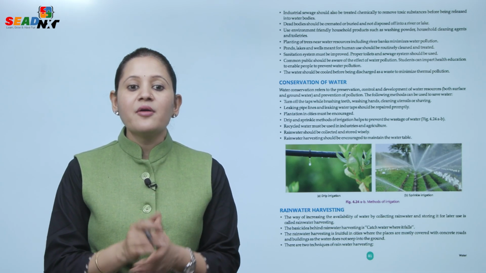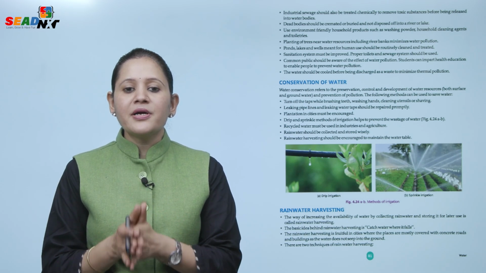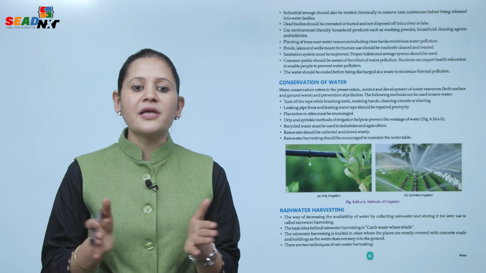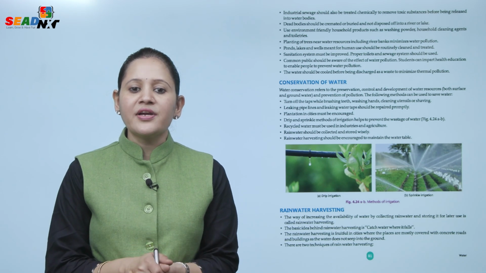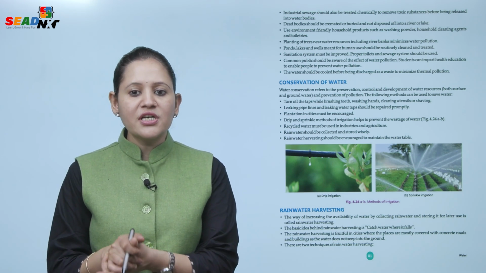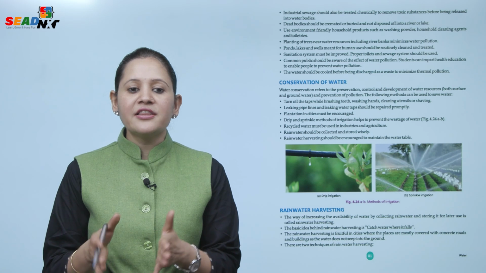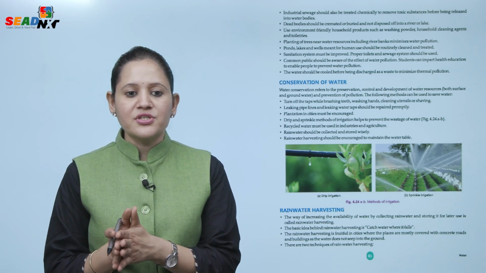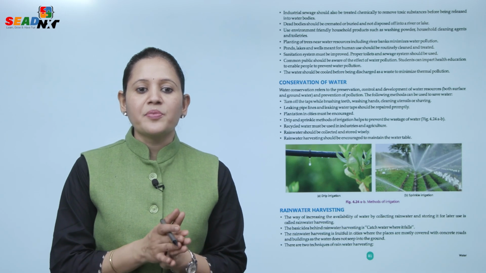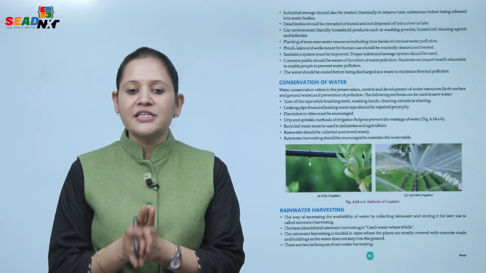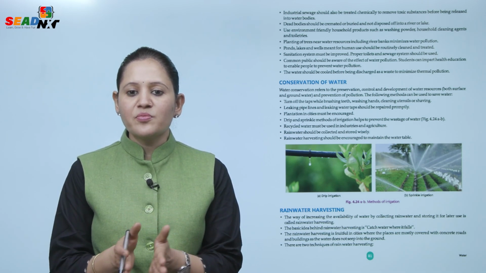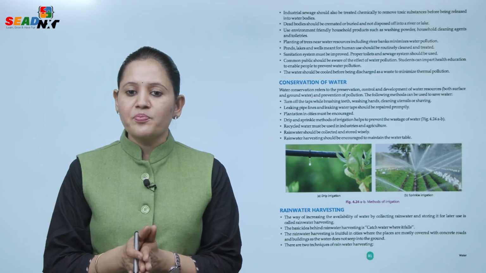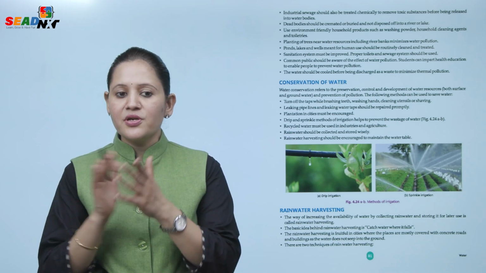Sanitation systems must be improved. Proper toilets and sewage systems should be used. The common public should be made aware of the effects of water pollution. Students can impart health education to enable people to prevent water pollution. The water should be cooled before being discharged as waste to minimize thermal pollution. So all these methods can be used to prevent or reduce water pollution.